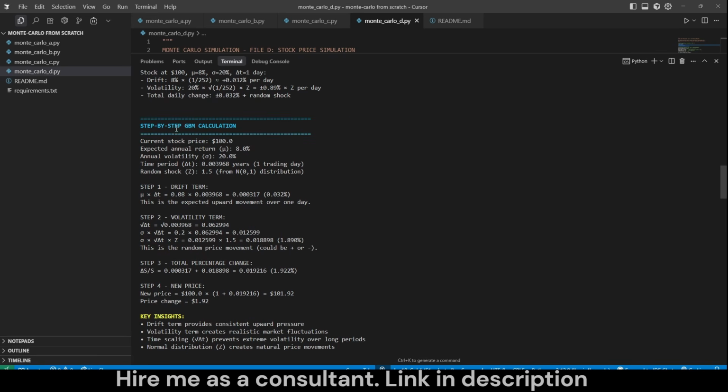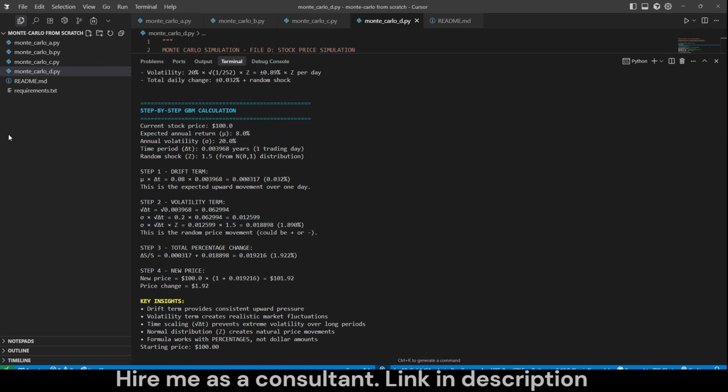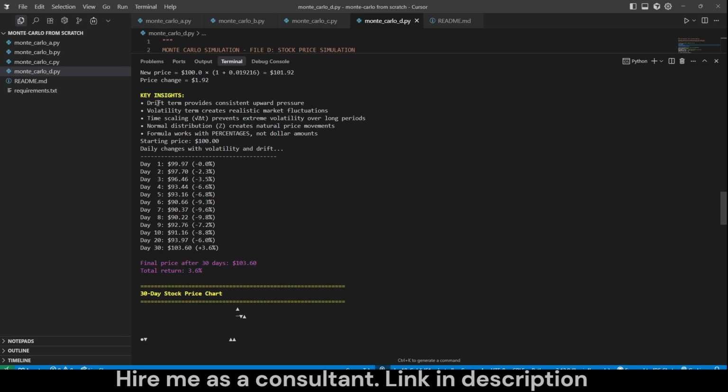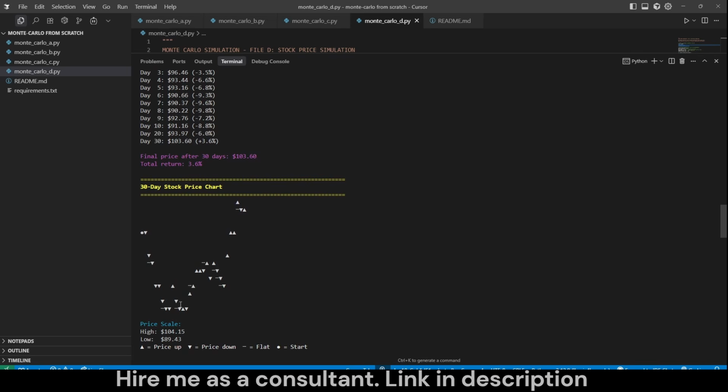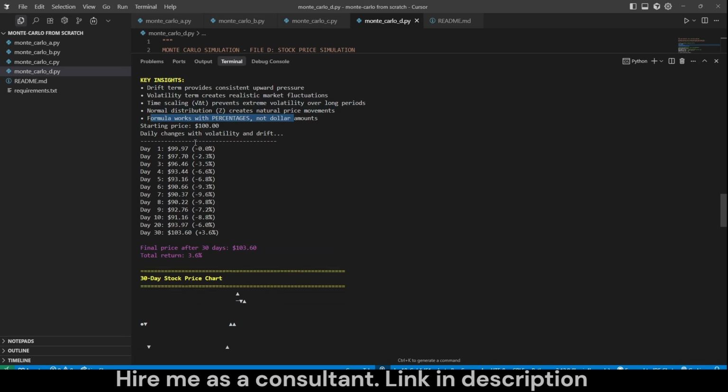Okay. So here's also the exact calculations. You can look at the file if you download it from my Patreon or pause the video and read it here. But the key insight is that the drift term provides consistent upward pressure. Volatility. Let's take a look at the chart. See, it fluctuated, but ended up being up in the end. Volatility term creates realistic market fluctuations. Time scaling prevents extreme volatility over long periods. Normal distribution creates natural price movements. Formula works with percentages.